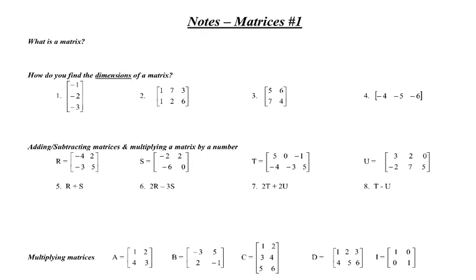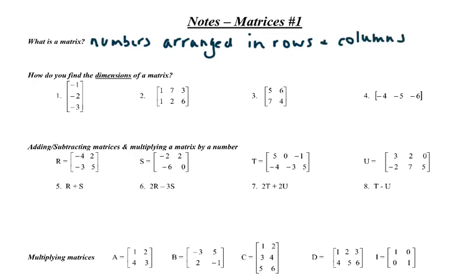So today we are learning about matrices. And what is a matrix? A matrix is just when you have numbers, or any kind of data really, arranged in rows and columns. And actually the first thing we have to talk about is what's the difference between a row and a column? A row is going to be horizontal, where a column is going to be up and down.